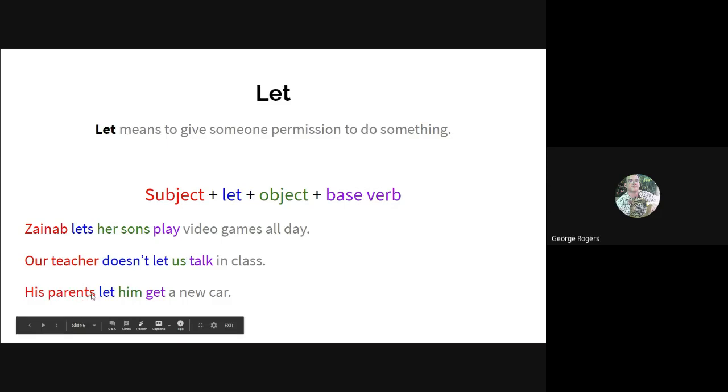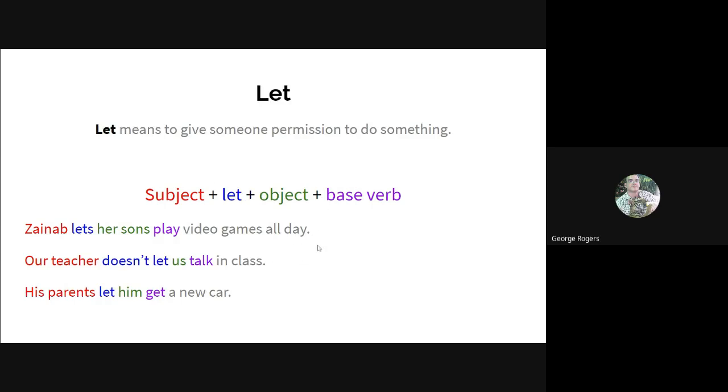His parents let him get a new car. So his parents allowed him to get a new car. Again, give permission. So again, make, the first one, is force somebody to do it. They don't have a choice. Have is when you ask somebody or pay somebody, but somebody else does it. Let is, again, allow or give permission. And there's no to. Right?